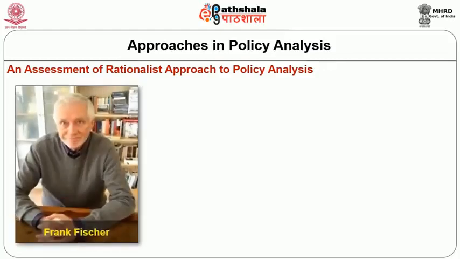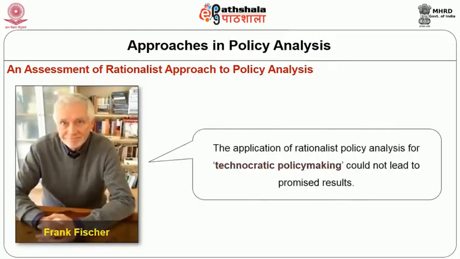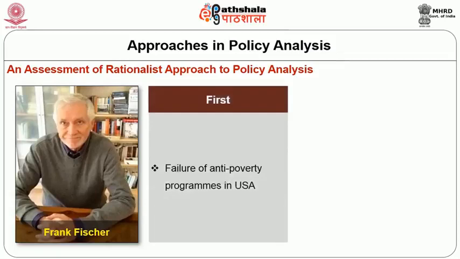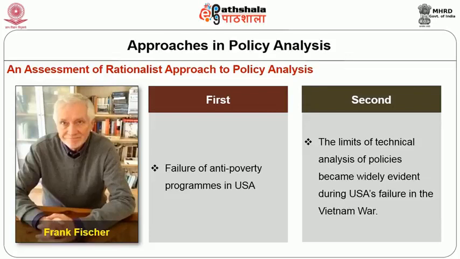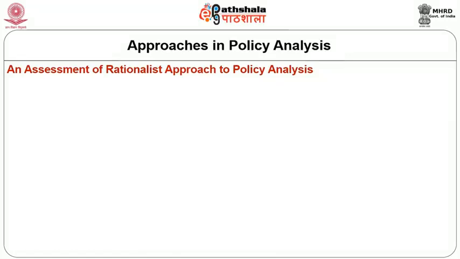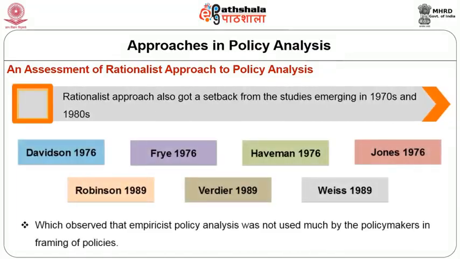Frank Fischer discusses two such cases in detail where the application of rationalist policy analysis for technocratic policy making could not lead to promised results. The first among them is the failure of anti-poverty programs in USA, and secondly, the limits of technical analysis of policies became widely evident during USA's failure in the Vietnam War. Apart from these failings in application, the rationalist approach also got a setback from the studies emerging in the 1970s and 1980s, which observed that empiricist policy analysis was not used much by the policymakers in framing of policies.